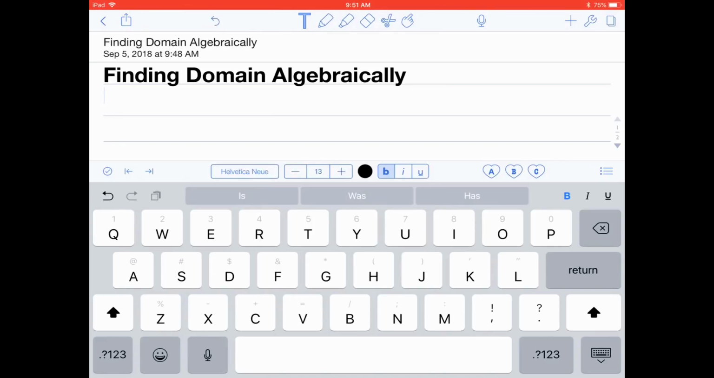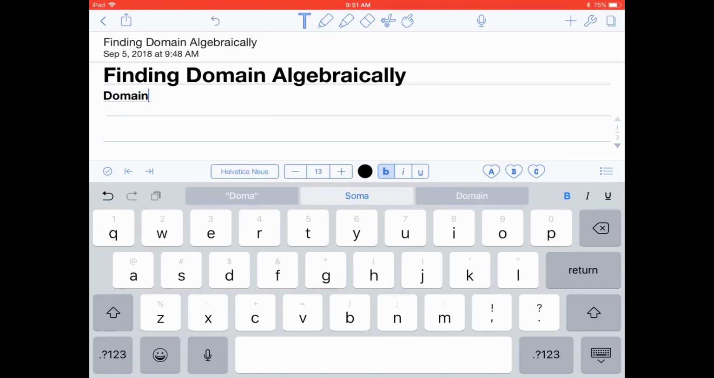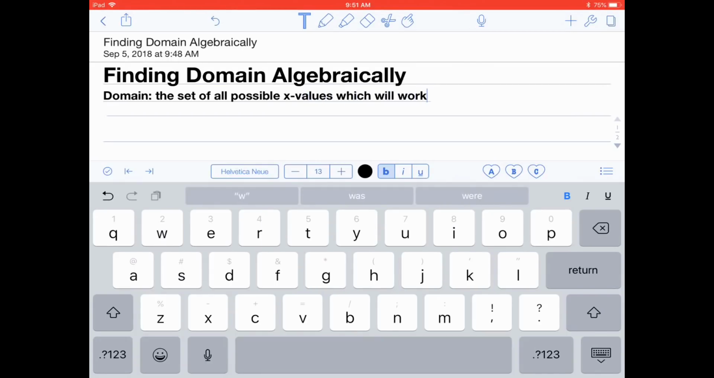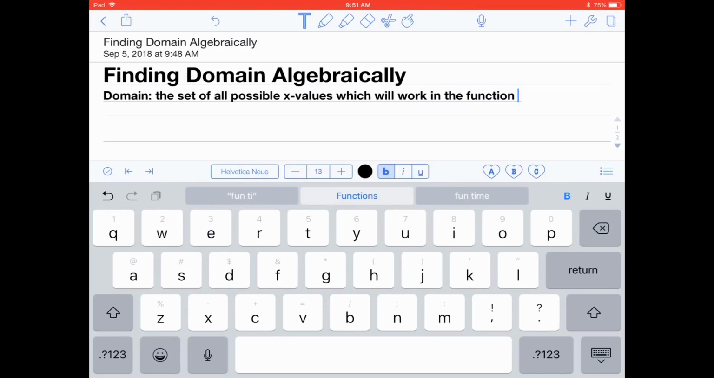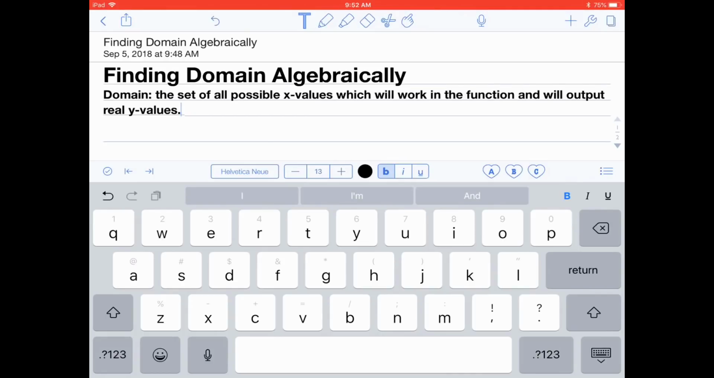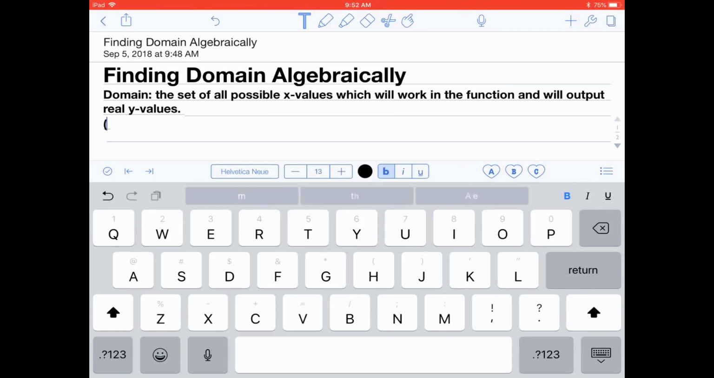So the domain is the set of all possible x values which will work in the function and will output real y values. So the set of all possible x values which will work in the function and will output real y values. Typically we're going to find this by hand.